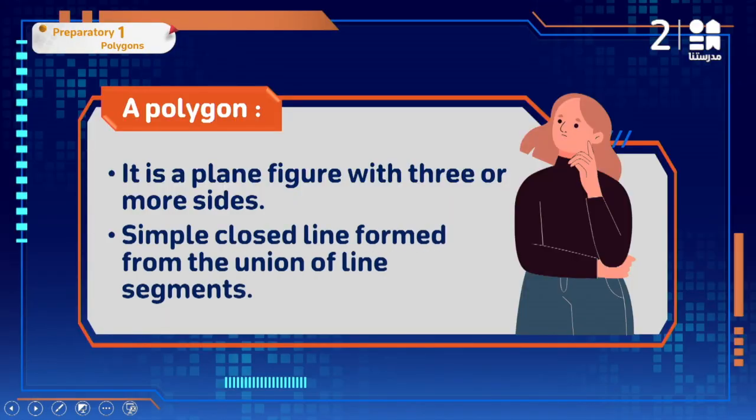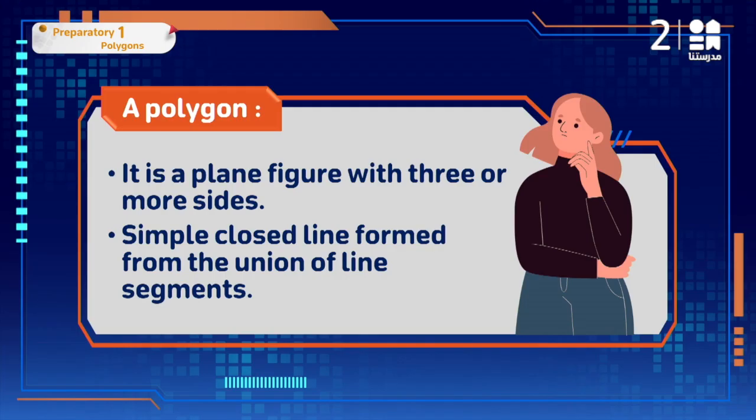And also we have another definition here. It is a simple closed line formed from the union of line segments. So here we have a closed figure, a plane figure, and each side is a line segment. It is not allowed to make a curve, not allowed to keep it open, not allowed to make it with height. So it is a plane, closed figure with line segments.